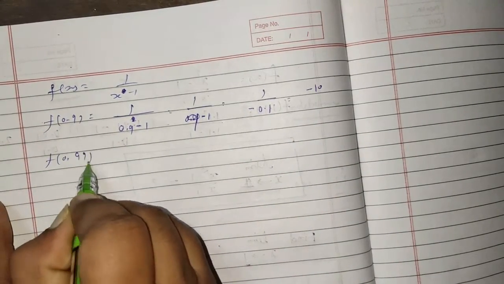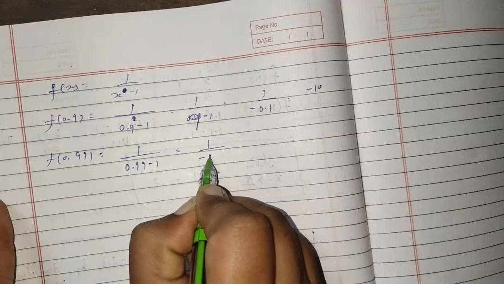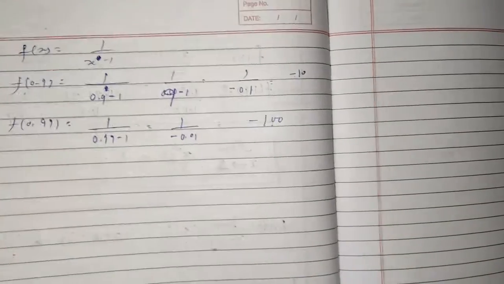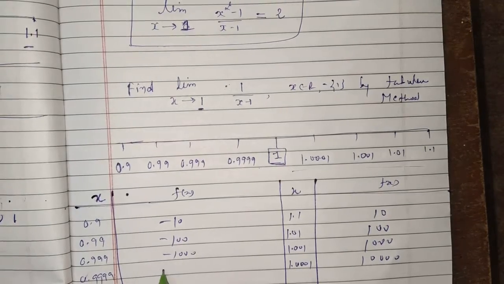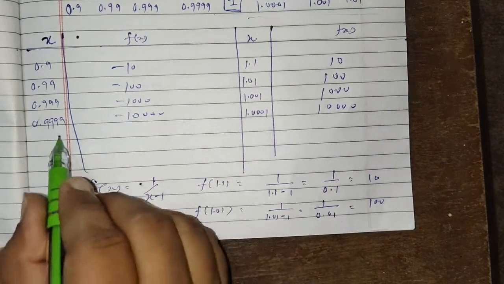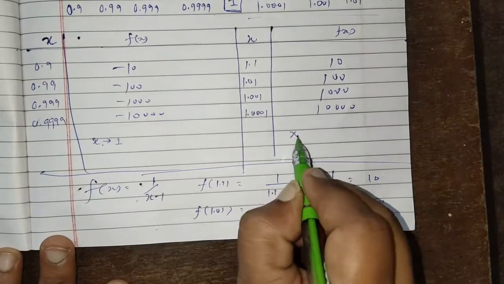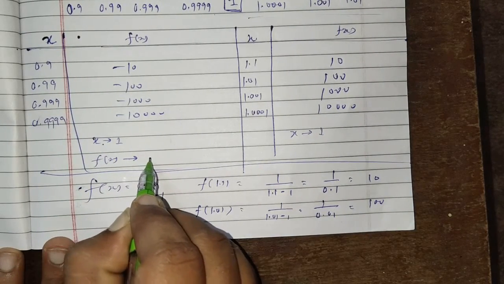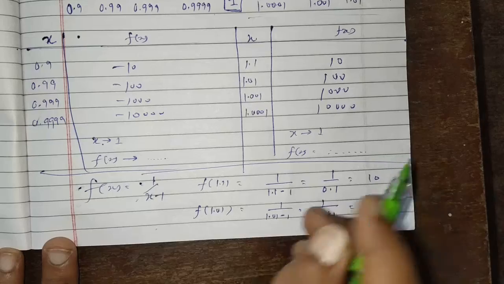For f(0.99), 1 divided by 0.99 minus 1 is equal to 1 divided by minus 0.01, then the answer is minus 100. The same way: minus 10, minus 100, minus 1000, minus 10,000. What happened? Here x tends to 1, and here also x tends to 1, that's okay, both are the same. But f(x) tends to negative values here, and here f(x) is going positive, so we get positive values.